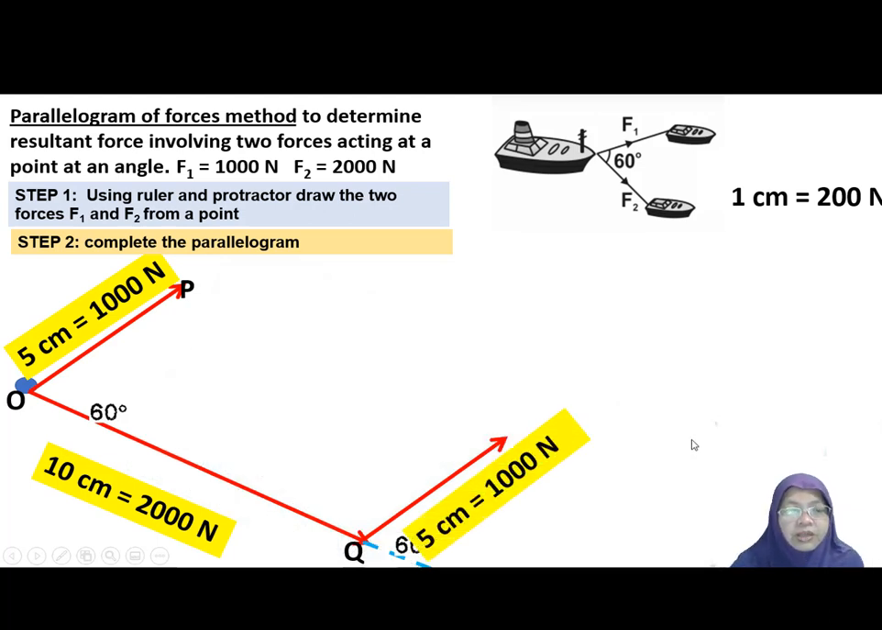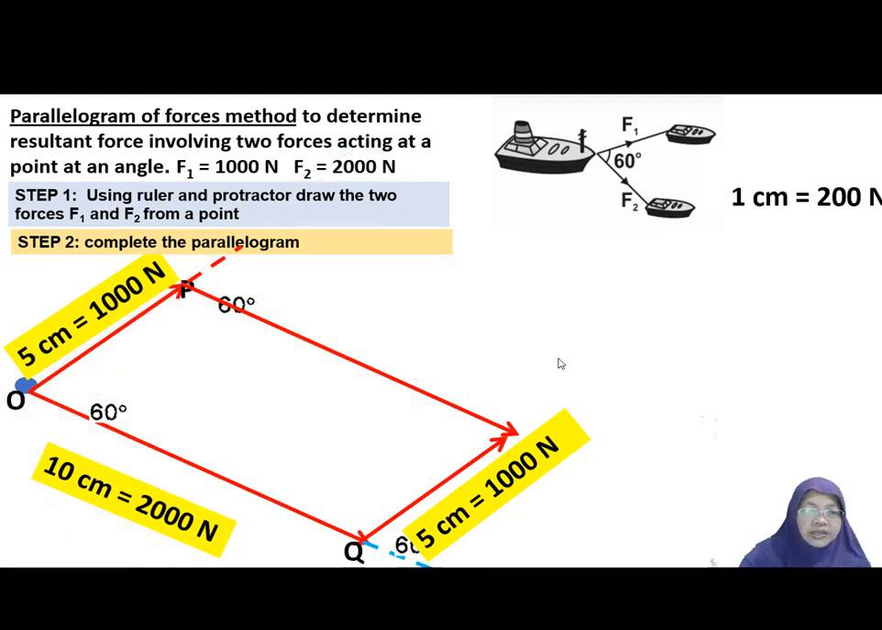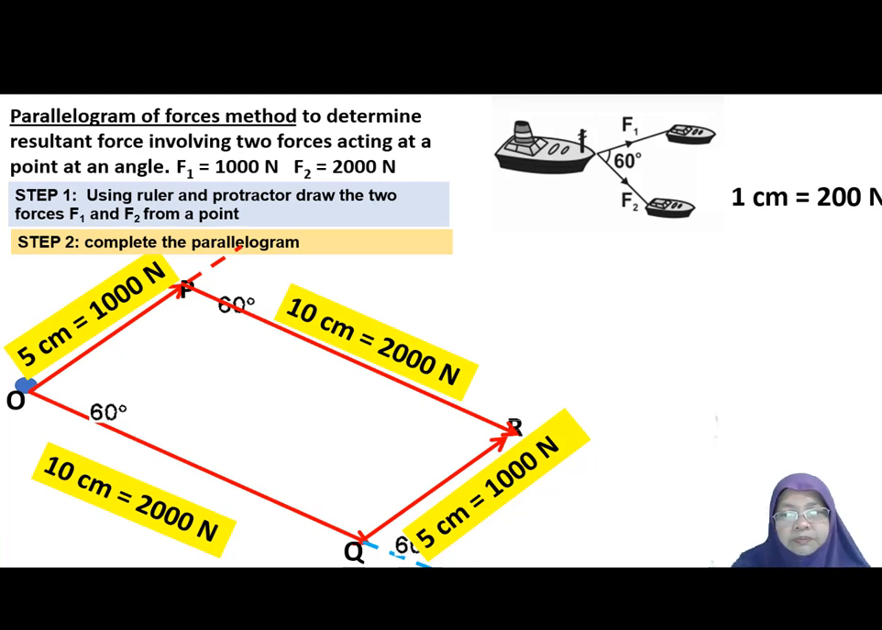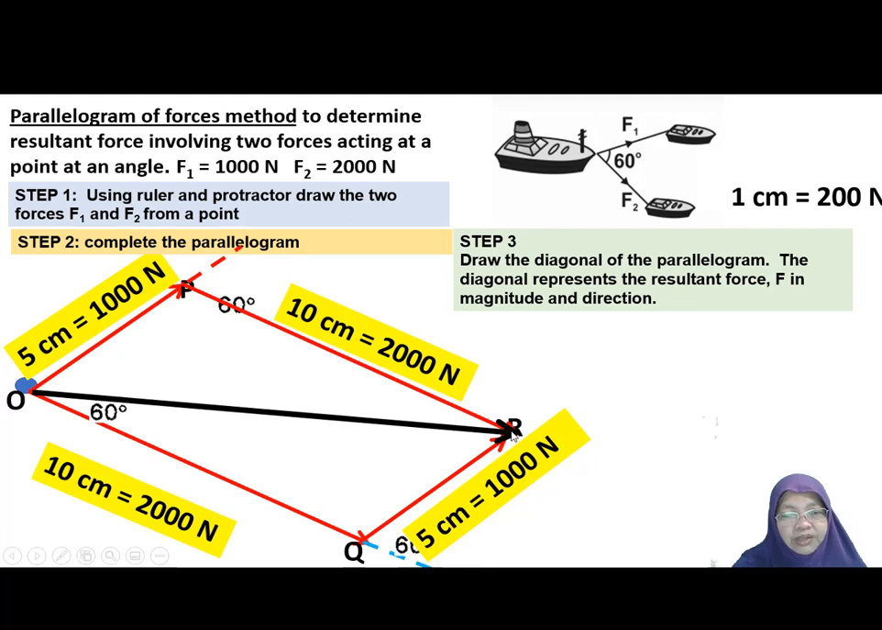And then we have another one. So what I do is I draw a line here and put a protractor there, and then draw at 60 degrees. Now it touches the line here, right? So this is the complete parallelogram. Now the next step is to draw the diagonal. Which diagonal do we want to draw? Definitely this one, in between 1000 Newton and 2000 Newton. So take a ruler and draw straight to this point R.